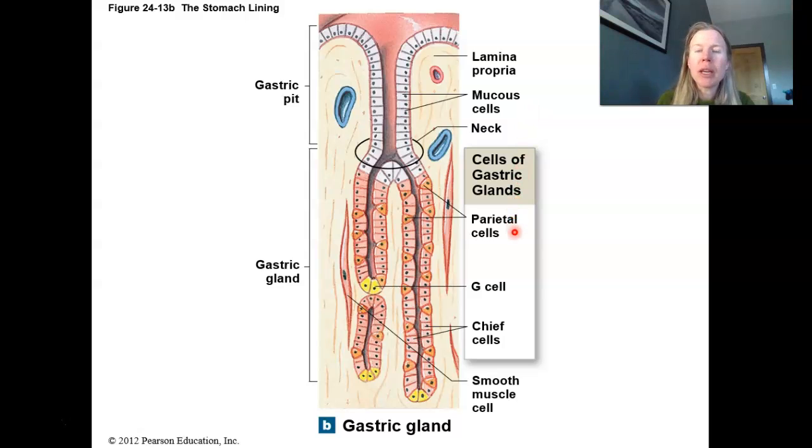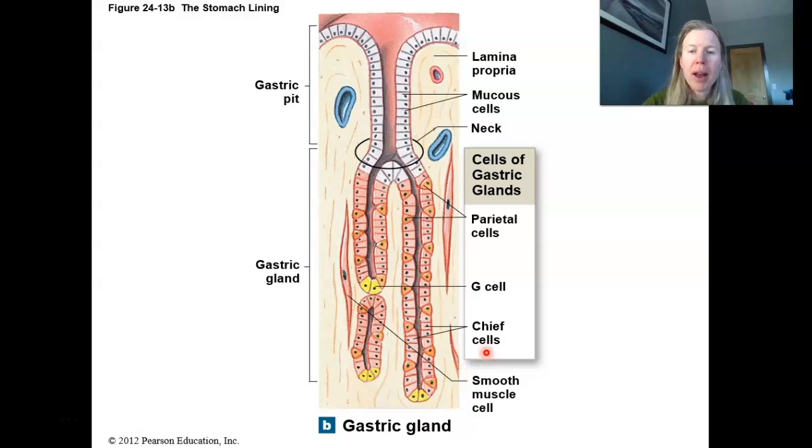And then down in the pit, we have this connection to the gastric glands. The important cells here, parietal cells. So the parietal cells are the ones that produce the intrinsic factor. Intrinsic factor is just a glycoprotein, but it's going to help bind B12 and make it able to be absorbed. Parietal cells are also the cells that produce the hydrochloric acid in the stomach. We'll go to that in just a second.